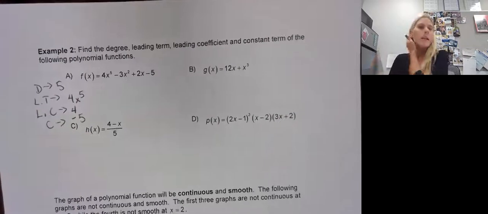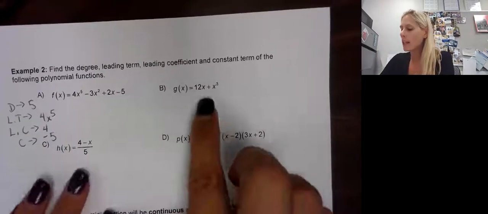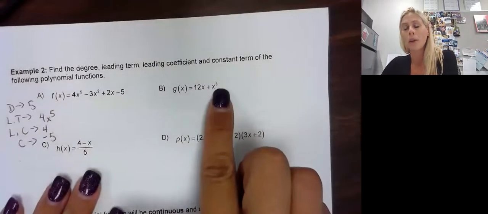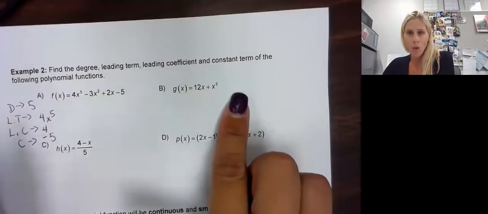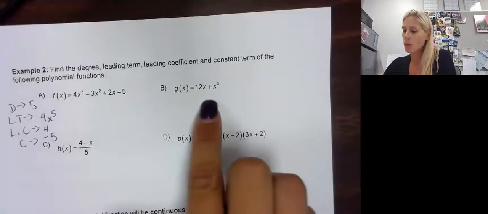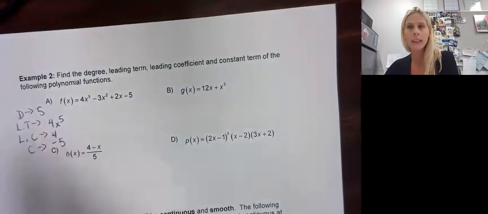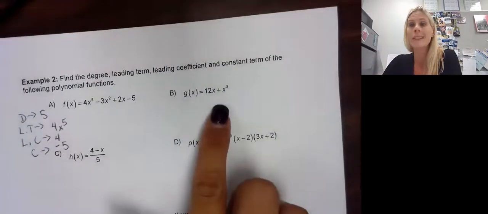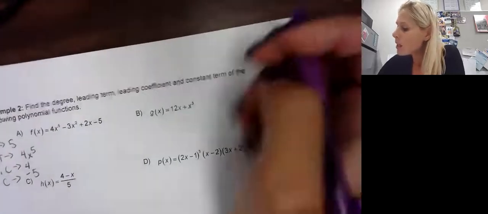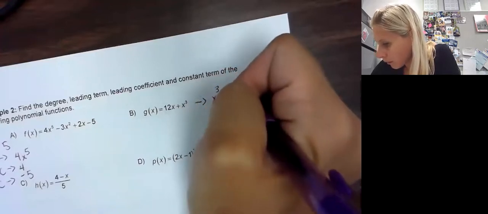Okay. Now, if you see at B here, we have x to the first and then x to the third. This is not in standard form. You want to put it in standard form before you determine all of your characteristics, because then we know the leading term instead of just looking at what term was given to us first. So I'm going to put this in order, which is x to the third plus 12x.